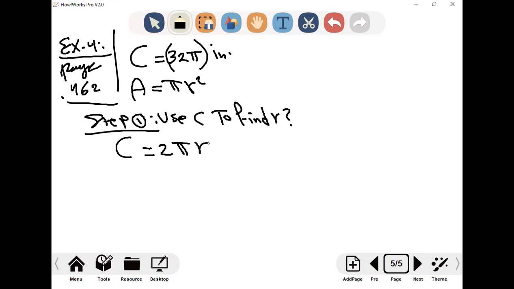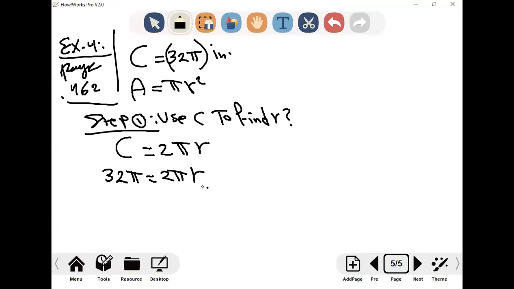Under the C, put the value of C, which is given in the question. How much? Replace C by 32. Equal 2 pi r. Keep the pi to cross multiply. I want R. I didn't replace pi by 3.14. Why? Because it's given by pi. So keep it as pi, don't change it to 3.14.